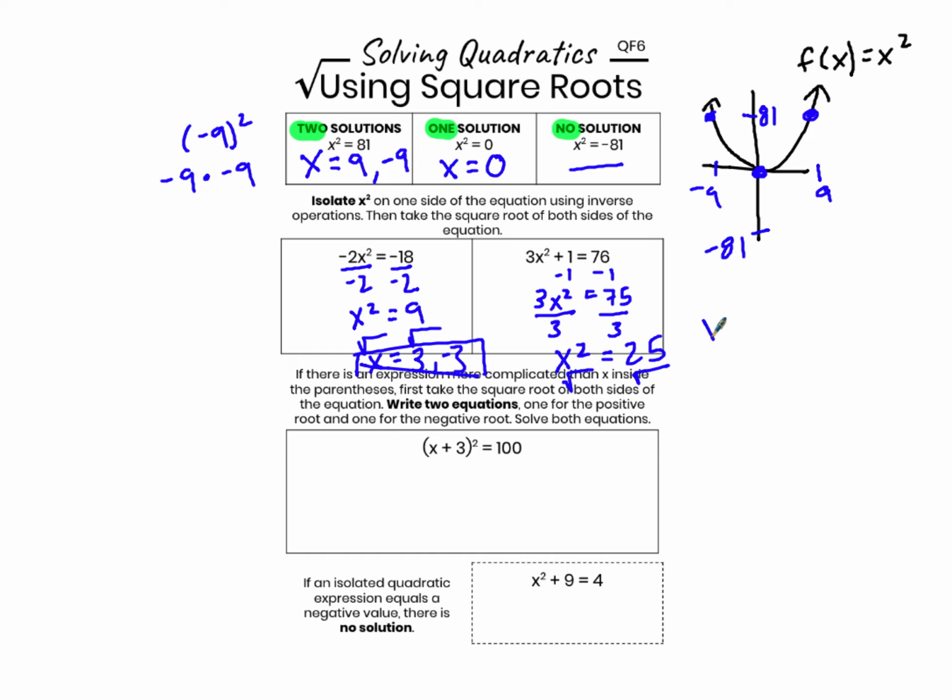The square root of x squared is just x. And then when I take the square root of 25, I find my two solutions, positive 5 and negative 5. Plugging in 5 squared is 25. 25 times 3 is 75. 75 plus 1 is 76. Negative 5 squared is also positive 25. 25 times 3 is 75. 75 plus 1 is 76.